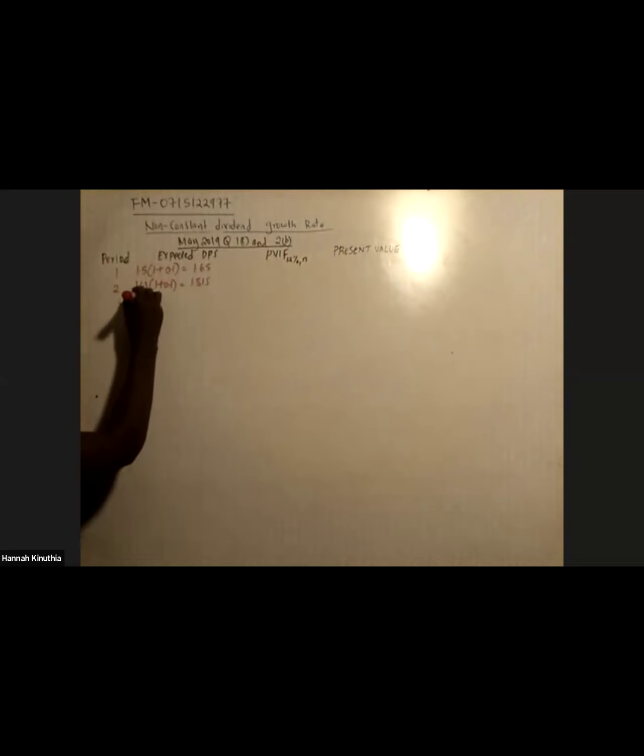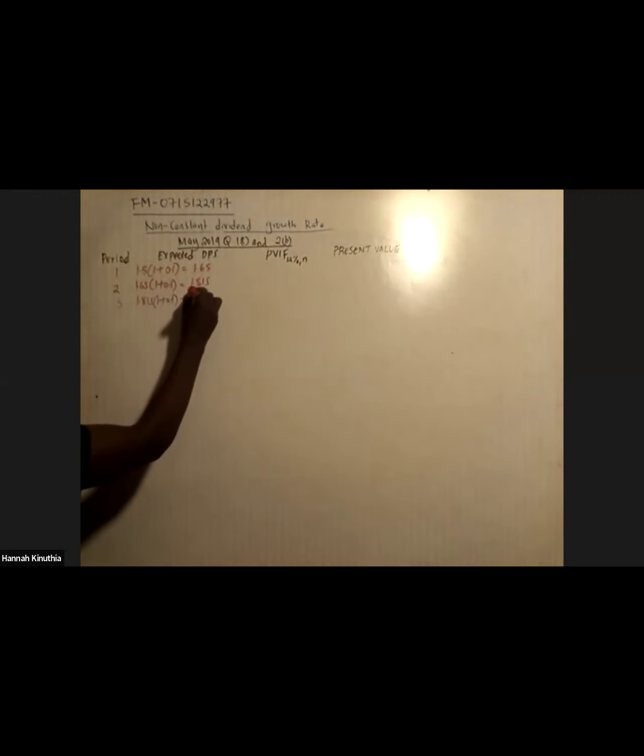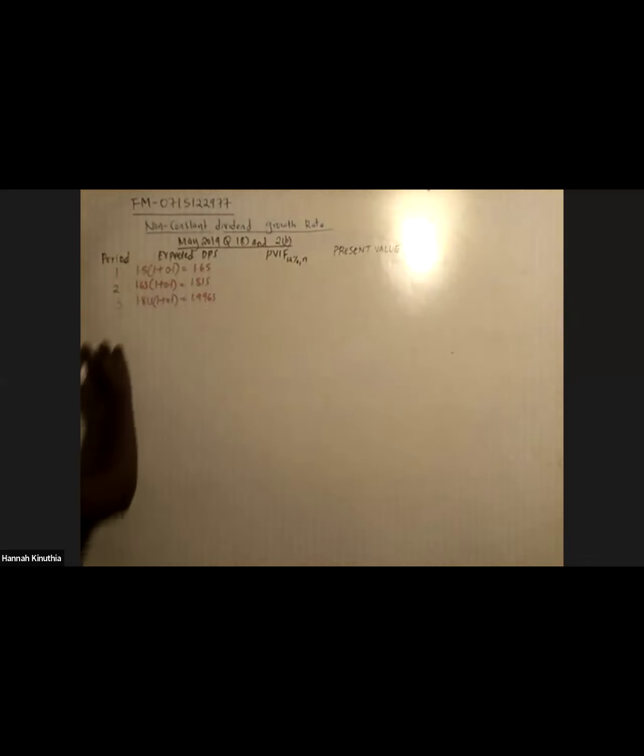Then year 3, 1.815 times 1 plus 0.1 gives 1.9965. Then that goes up to year 3. So we stop there. Then the firm's dividend is expected to grow at a rate of 10% for the coming 3 years, then grow at a rate of 8% for the next 2 years.